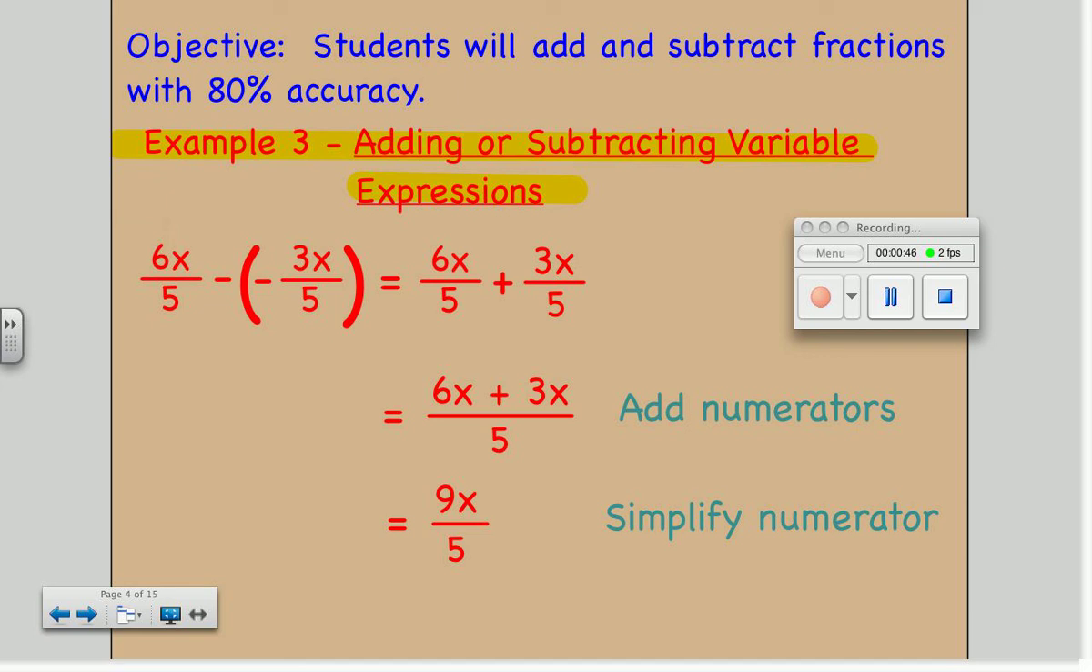6x over 5 minus negative 3x over 5. We're just changing the subtraction to addition. Then you change the negative to the opposite, so it becomes positive. So I just have 3x over 5, no negative, right? So now all we have is 6x plus 3x is 9x here. And the denominator stays the same, 5. So 9x over 5. Okay? Same that you guys have done in the past. As long as the denominators are the same, you just add or subtract the way you normally would.